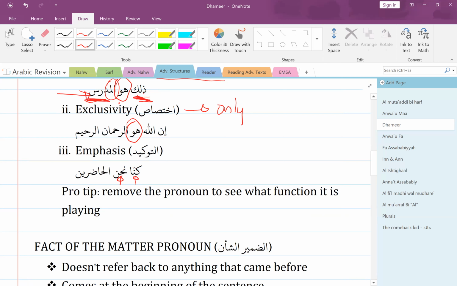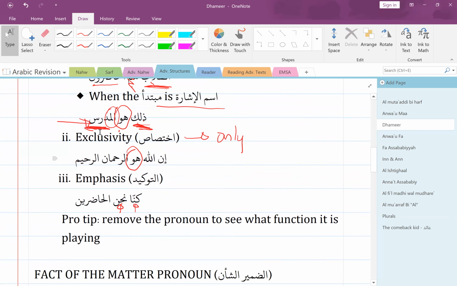So in order to understand if it's ضمير الفصل, the referee pronoun, just try and remove it from the sentence and see if it is a مبتدا خبر. If you remove the al from the خبر, does it become a مبتدا خبر situation? And then that tells you that this is ضمير الفصل.